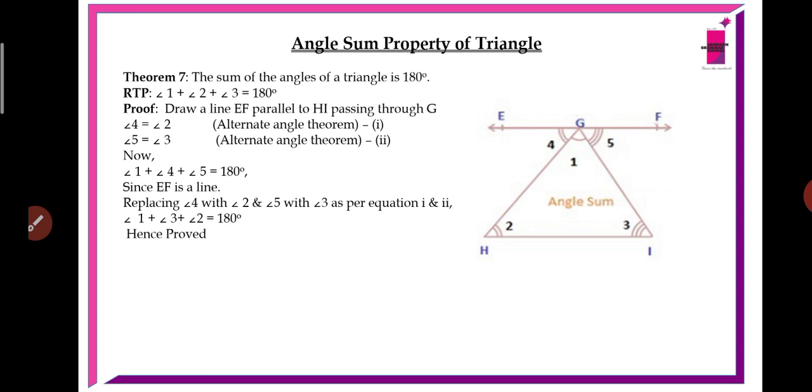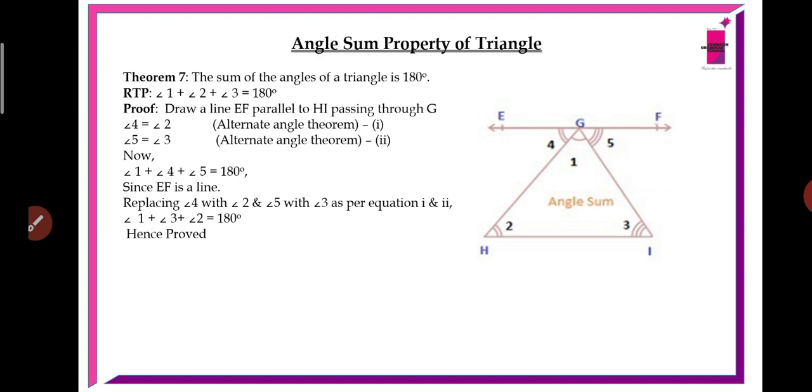Angle sum property of triangles. The statement of the theorem is: the sum of the angles of a triangle is 180 degrees. The given data here is GHI is a triangle, and we are required to prove angle 1 plus angle 2 plus angle 3 equal to 180 degrees. Before starting the proof, we require some construction. So draw a line EF parallel to HI passing through G.